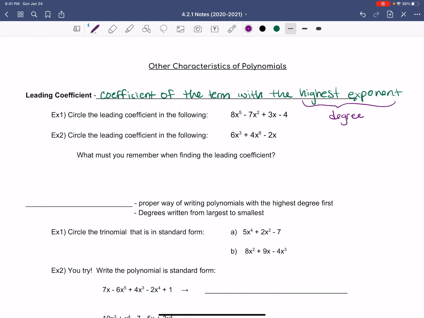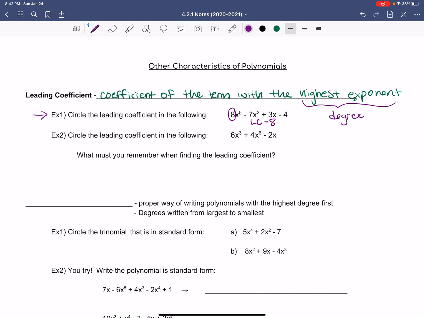So let's look at this first example. They want us to circle the leading coefficient. All right, so the first thing you're going to want to do is look for the highest exponent. That's going to help us first find our leading coefficient. Our highest exponent in this case is 5. So then what we have to do, remember, I don't want the degree, I want the coefficient of this term. And our coefficient of this term would be 8. So I'm just going to say our leading coefficient, LC, equals 8.